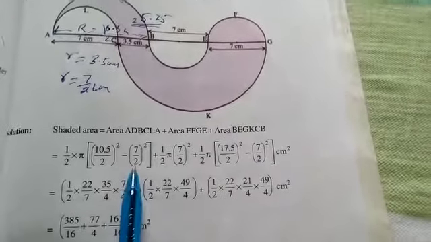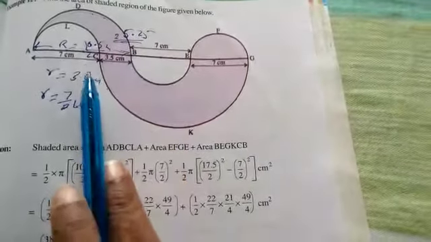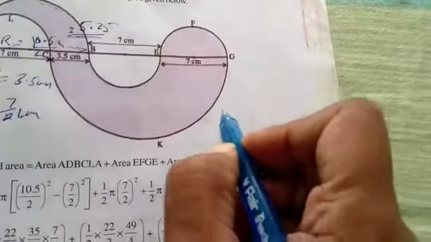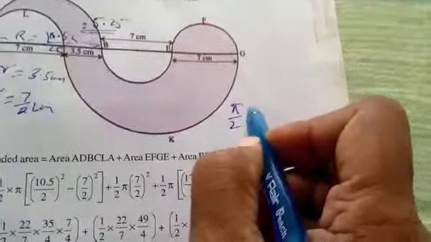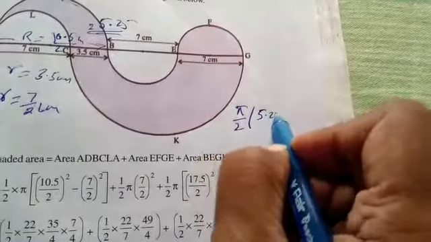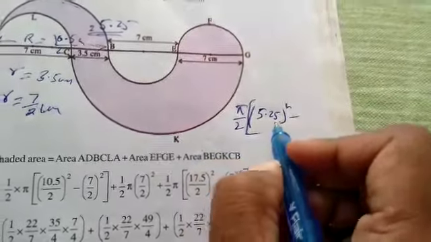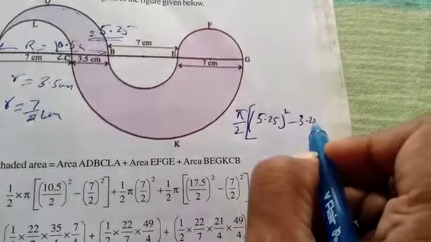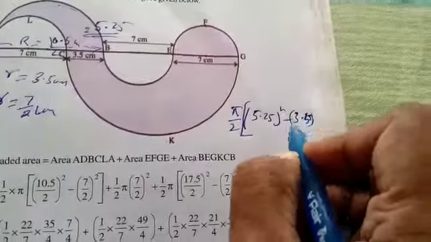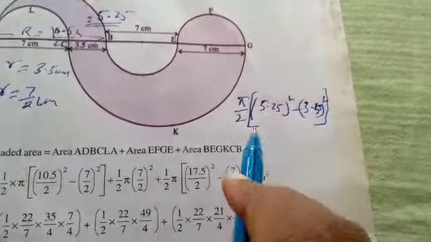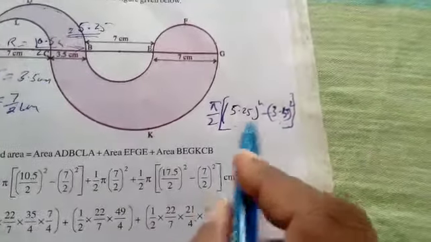This he took as fractions. You can take it as 5.25 and 3.5. So now suppose I say that, then 5.25 square minus 3.5 whole square, because I have taken pi by 2 common here. Is it not? So now this is in the A square minus B square form. So I'll give you a hint.